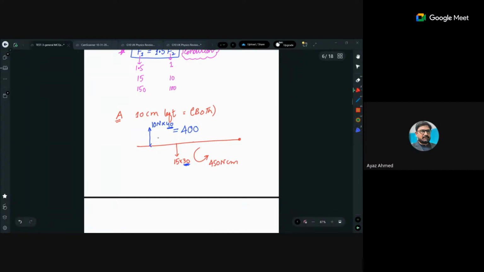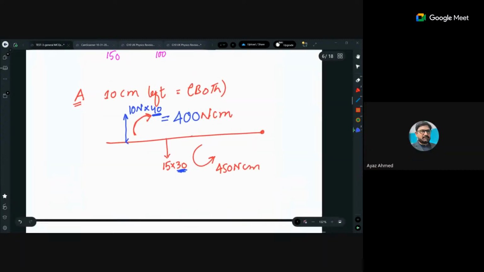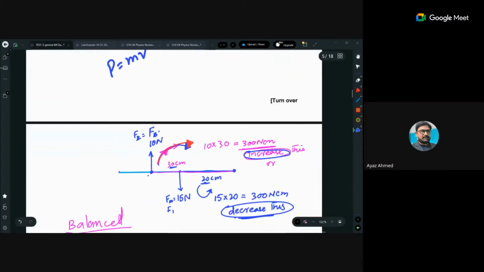Clockwise or anti-clockwise? Yes, hurry up. We have no time because I have a lot of questions. Anti-clockwise? Anti-clockwise moment is greater. Yes, Ariba, what are you saying? I'm saying the anti-clockwise moment is greater. Yes, so is that your choice?